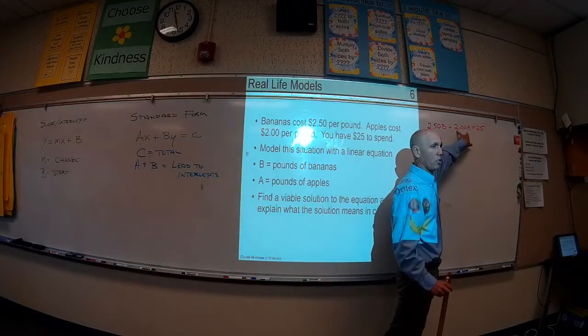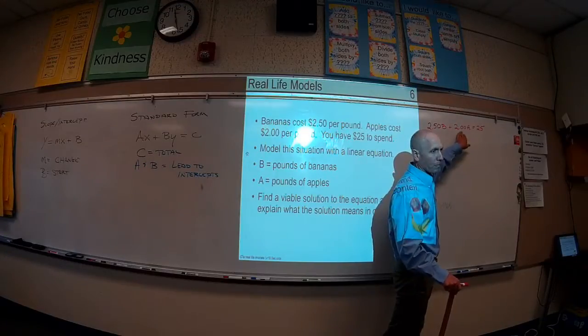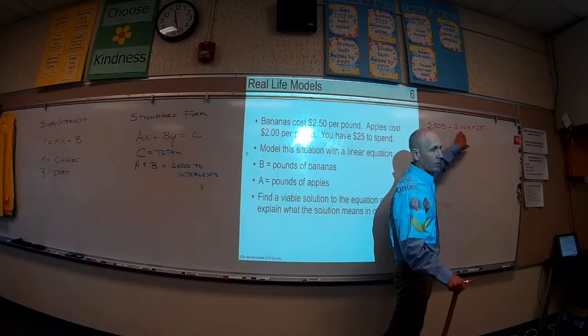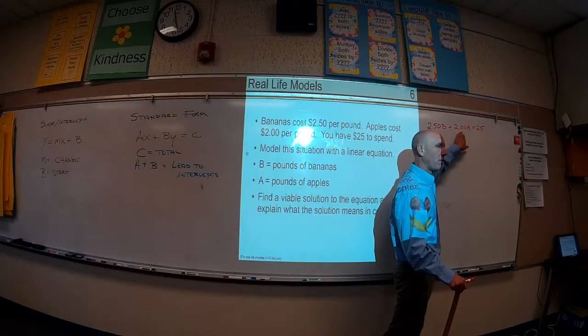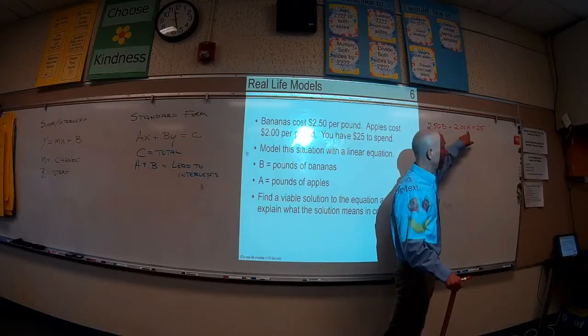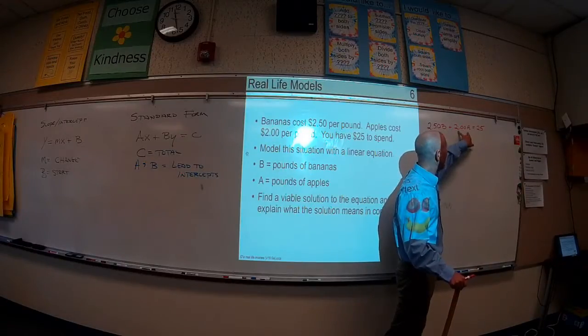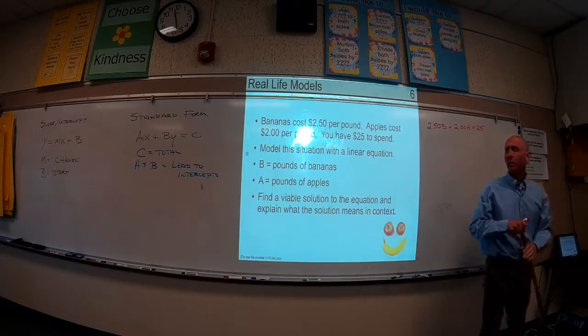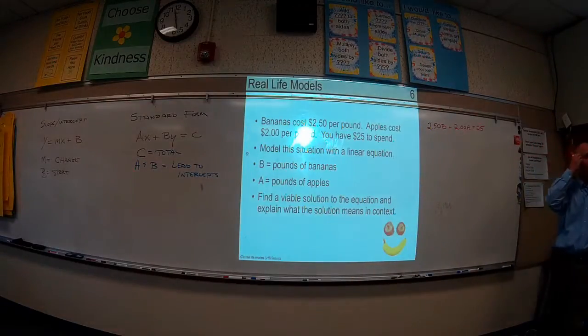All right. Jordan, what's the 2 represent? The price per pound for apples? Yes. Presley, what's the A? How many apples I buy. Taryn, what's 2A? It's the total price of all the apples I buy. And then what's the 25 there, Gavin? It's how much you can spend. It's how much I can spend.